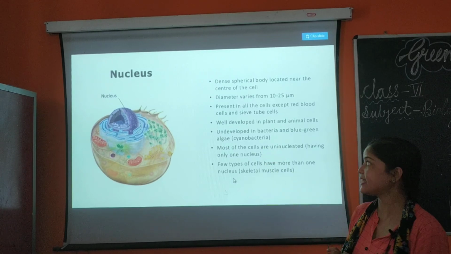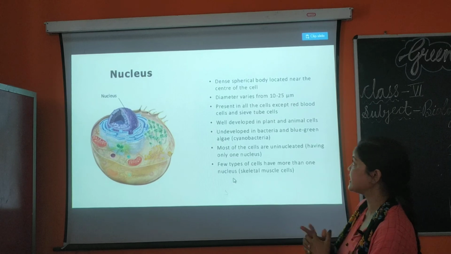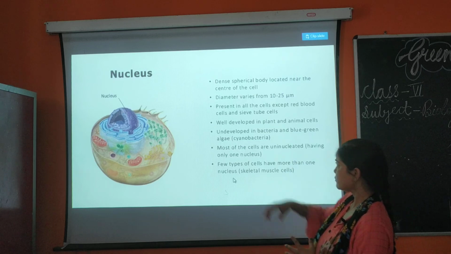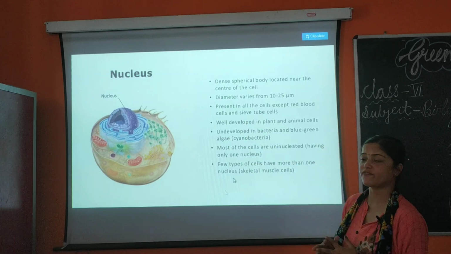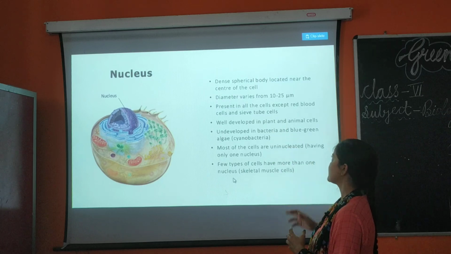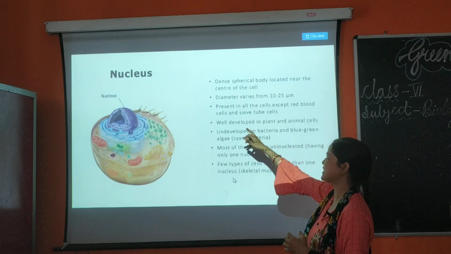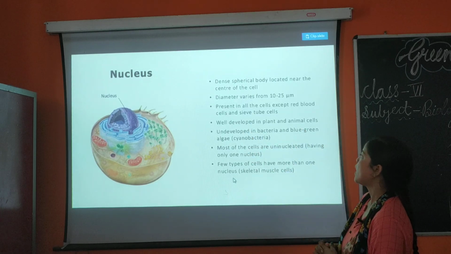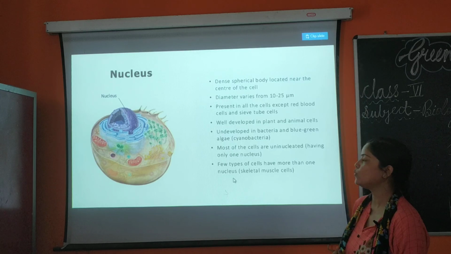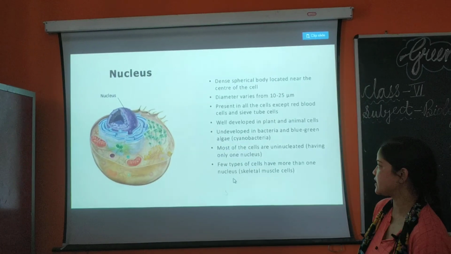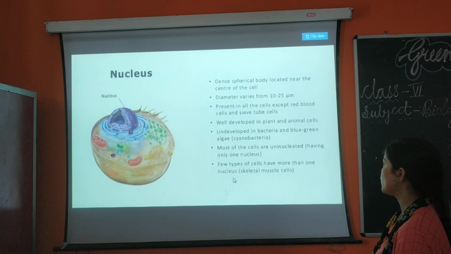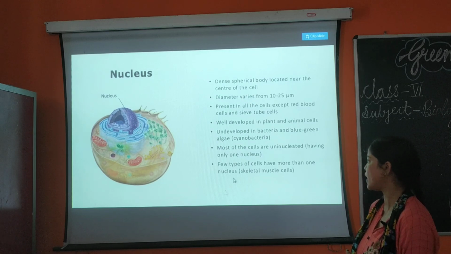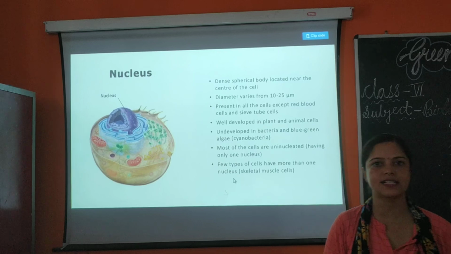So, here you can see the figure of a nucleus. It is a dense, spherical body located near the center of the cell. Its diameter varies from 10 to 25 micrometer, present in all the cells except red blood cells and sieve tube cells, well developed in plant and animal cells, undeveloped in bacteria and blue-green algae, that is cyanobacteria. Most of the cells are uninucleated, that is having only one nucleus, and few types of cells have more than one nucleus, like skeletal muscle cells.